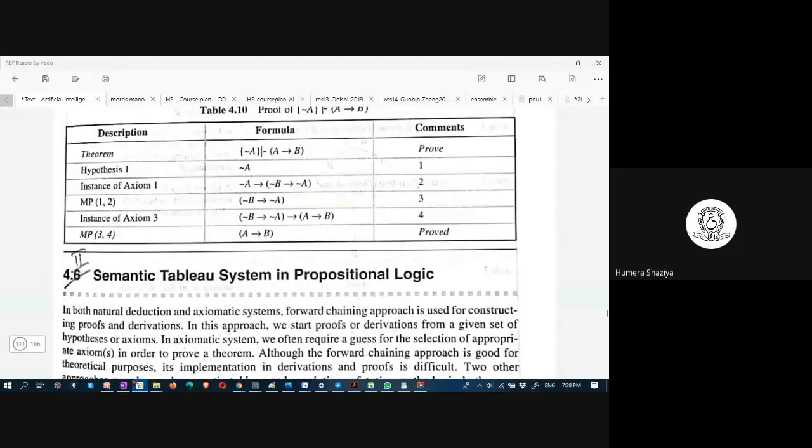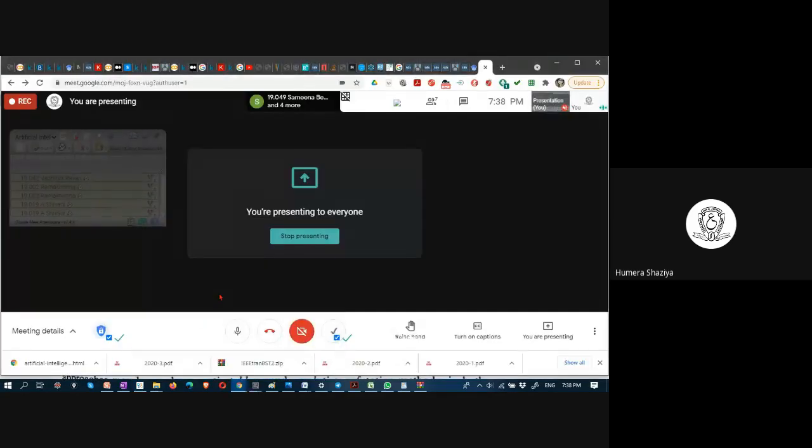Beta implies not alpha, alpha implies alpha, means B, A, B. And when modus ponens is applied on 3 and 4, what is obtained? Just A implies B. A implies B here is like beta, and these two are considered as alpha. This is the axiomatic system. All right. Any doubts in axiomatic system?